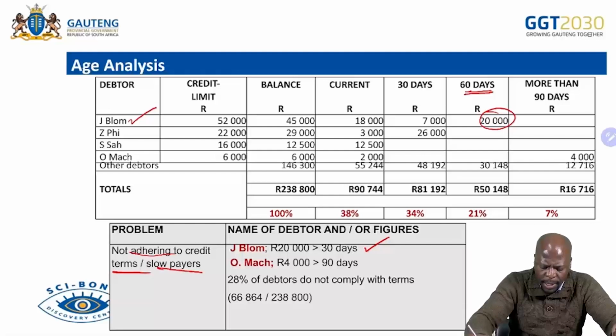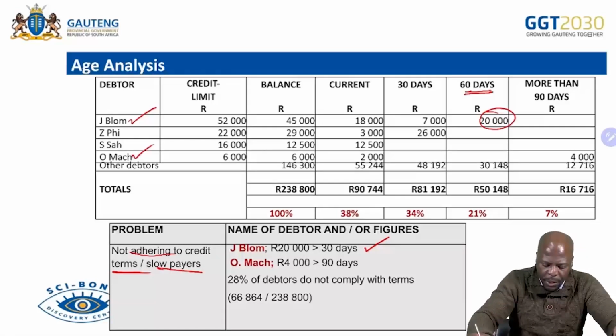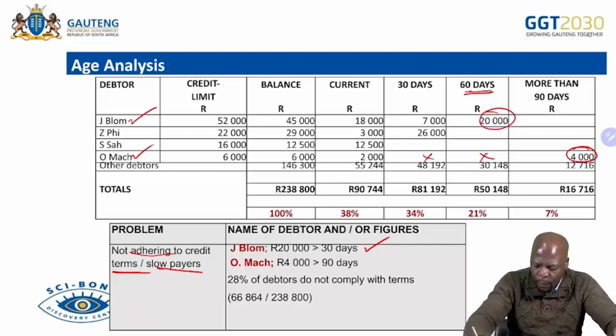Let's look at another one. We have another debtor called O March. Here is O March. O March is a slow payer. How do we know he's a slow payer? There is no amount in the 30 days. There's no amount in the 60 days. And then he is owing for more than 90 days. So O March is a slow payer. That is one aspect that we can identify with O March.